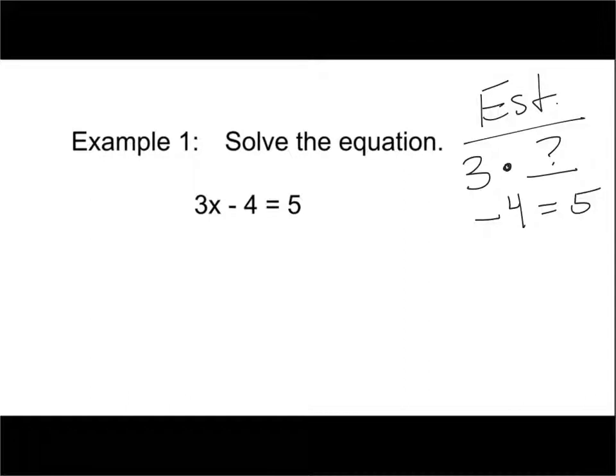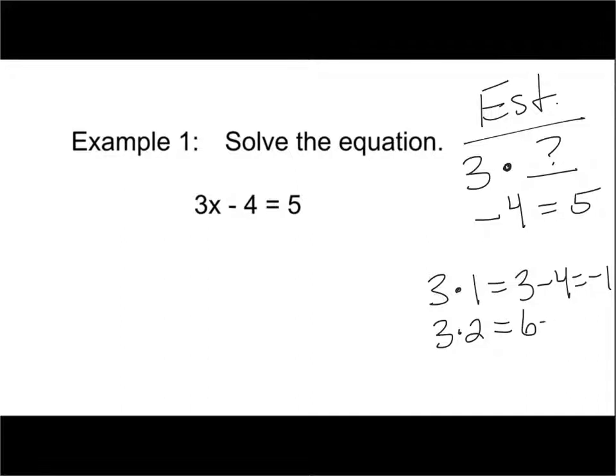Well, let's just try a couple. So 3 times 1 is equal to 3. If I then subtract 4, I'm going to equal negative 1. That's not going to work. We need it to equal 5. Let's try the next one. Let's try 3 times 2. So 3 times 2 is equal to 6. If I then subtract 4, this time I'll equal 2. All right? Got closer to 5, but we're still not there.